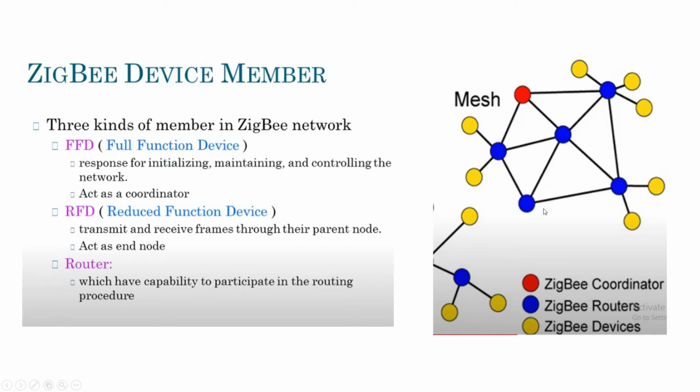So that is the reason we are deploying so many nodes in the field. We are interconnecting hop by hop, and each will forward the data. We call this a reduced function device, which transmits and receives frames through its parent node.